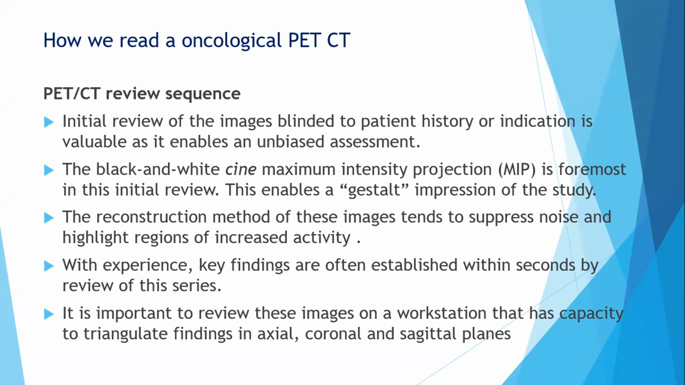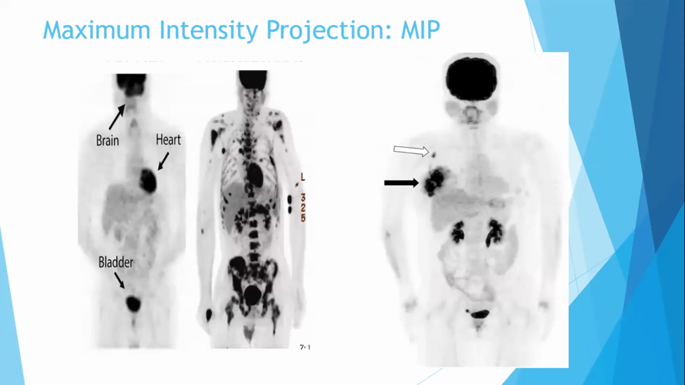PET-CT review sequence. Initial review of the image blinded to patient history is valuable as it enables an unbiased assessment. The black and white cine maximum intensity projection, that is the MIP image, is foremost in the initial review. With experience, key findings are often established within seconds by review of the series. These are all the maximum intensity projections. This clearly shows where the lesions are.